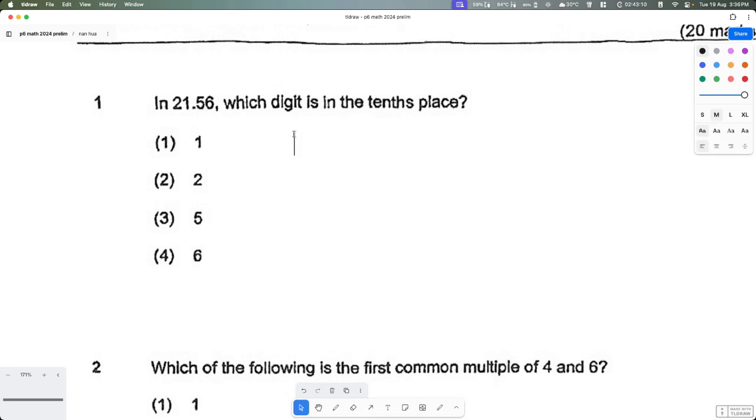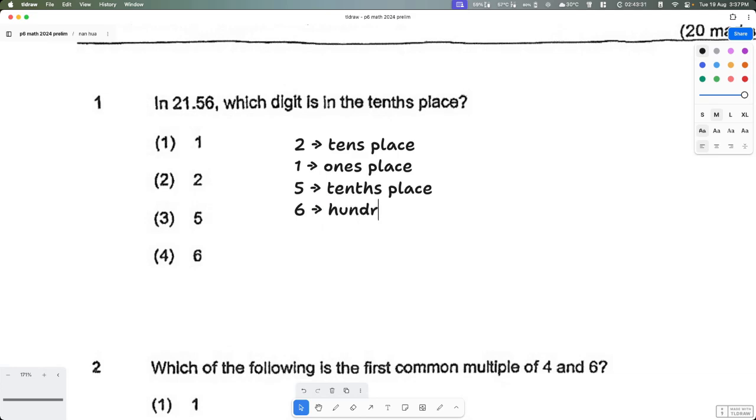Okay, so we know 2 over here is in the tens place, without the th. 1 is in the ones place. A common mistake is that 5 is not in the ones place, it's in the tenths place. And 6 is in the hundredths place. This is just a refresher on these different places. So in this case, the answer to this question is option number 3. Okay, let's move on to the next question.